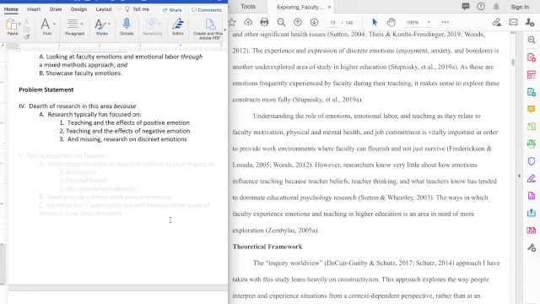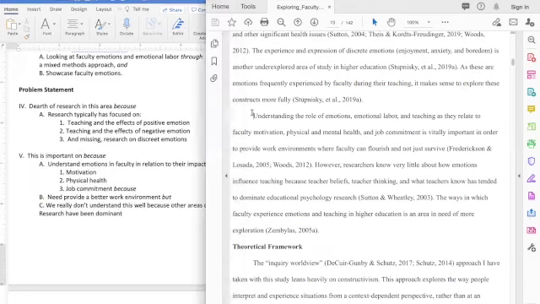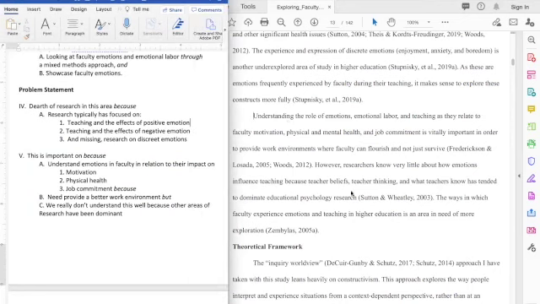Let's take a look at paragraph number 5. Paragraph number 5 starts right here. Understanding the role of emotions, emotional labor, and teaching as they relate to faculty motivation, physical and mental health, and job commitment is vitally important in order to provide work environments where faculty can flourish and not just survive. Answers why it makes sense to study these things. So she does take care of that there.